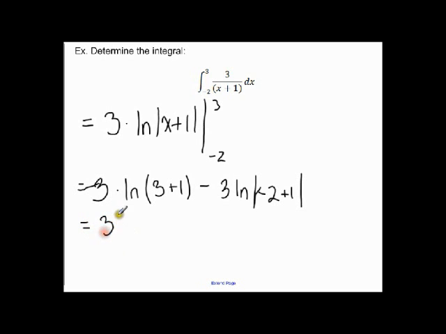So here we get 3 ln 4 minus 3 ln of -2 plus 1, which is -1. Take the absolute value as +1. Well, 3 ln 1, you've got to remember that the value of that is 0 because the question is e to some exponent is equal to 1, so we know that is exponent 0, so ln 1 is 0. So our answer is 3 ln 4. Okay? So that integral boils down to 3 ln 4.